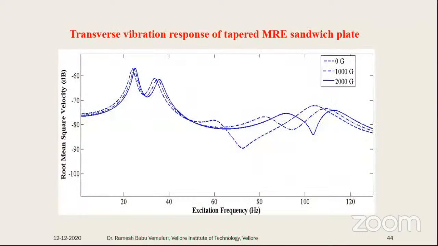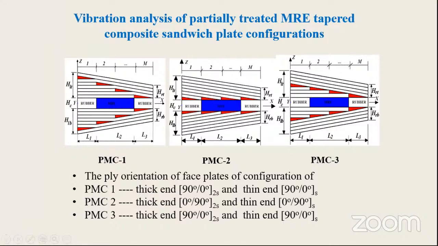Then here is the transverse vibration response of a tapered MRE sandwich plate with three different magnitudes: 0 gauss, 1000 gauss and 2000 gauss. Here we can see there is an improvement in the excitation frequencies, and a slight reduction in the displacement velocities.